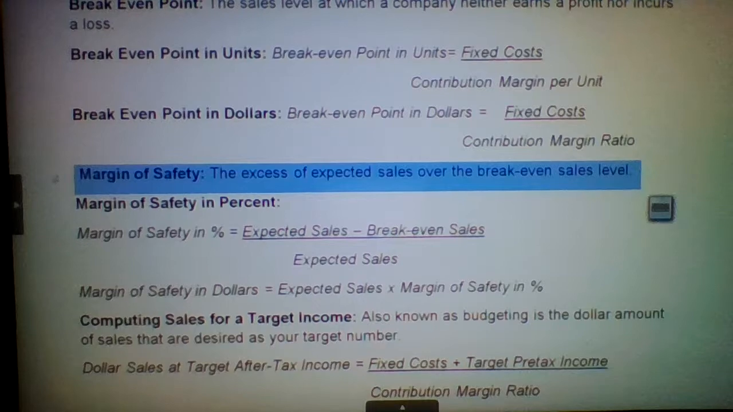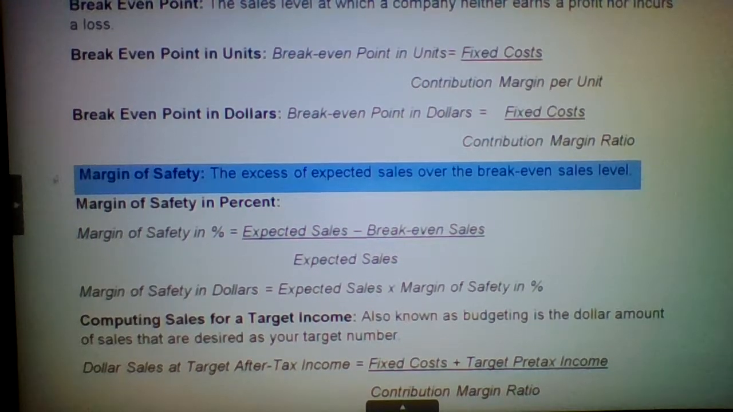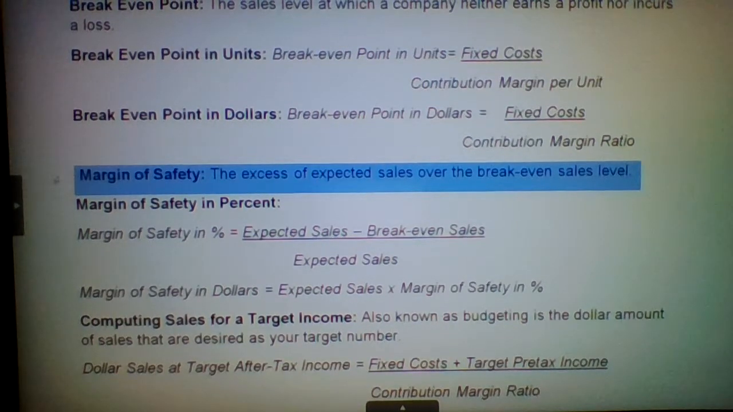Margin of safety. Now this is another big concept. This is where the excess of expected sales over the break-even sales level means that you're actually earning a profit at this point. Now you can set what you consider to be your margin of safety. Many managers do this as part of their budgeting process.